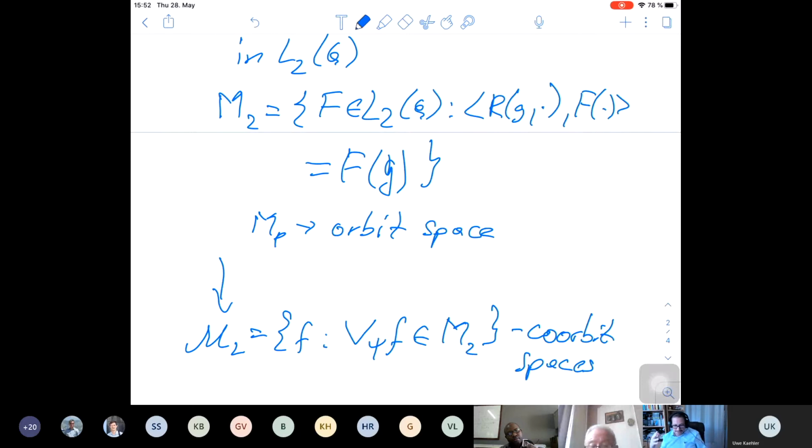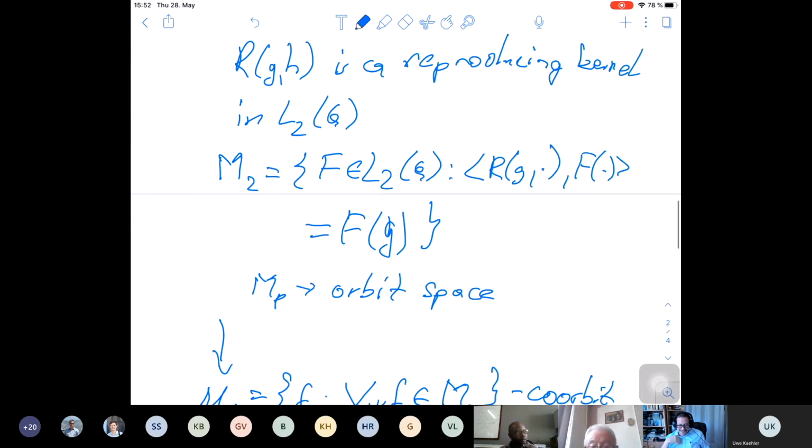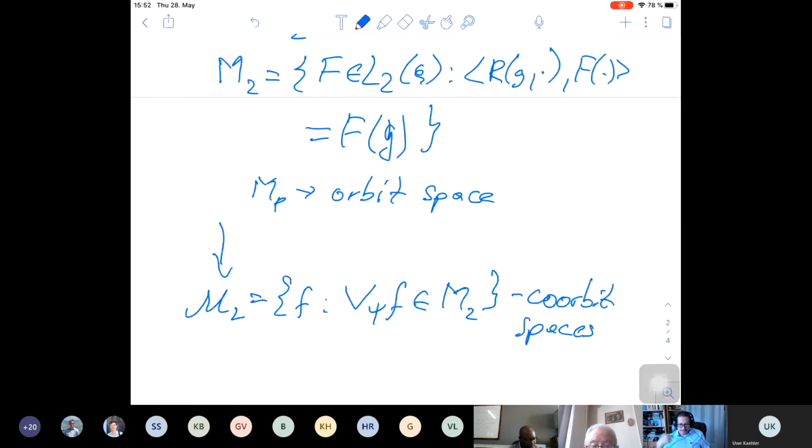In the classic case, these are well known. If G is a group and you have a reproducing kernel for the group, you can always show that these M spaces, these co-orbit spaces, will be classical spaces. For instance, in the case of the classic wavelet transform, you get Besov spaces. And also for a group, at the moment where you have group representations, these spaces always correspond to classic spaces.